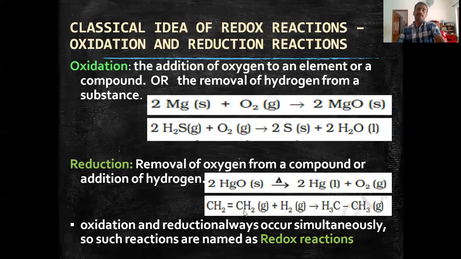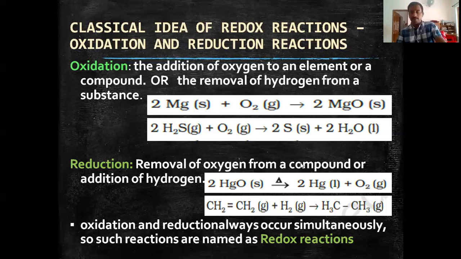CH2 double bond CH2, ethene. To this compound, hydrogen is added. You will get ethane. Addition of hydrogen. It is reduction. Removal of oxygen is reduction. Addition of hydrogen is reduction.